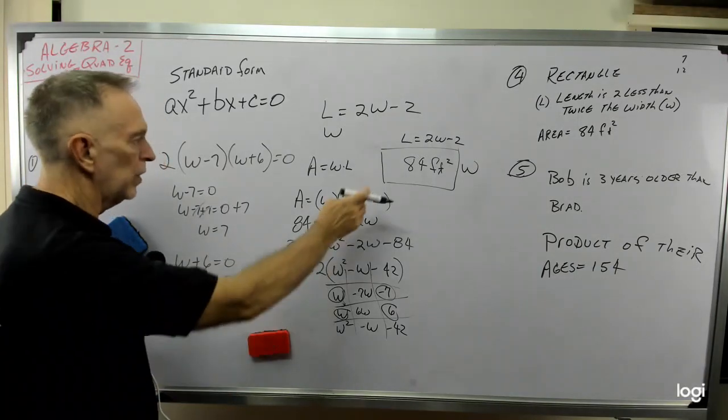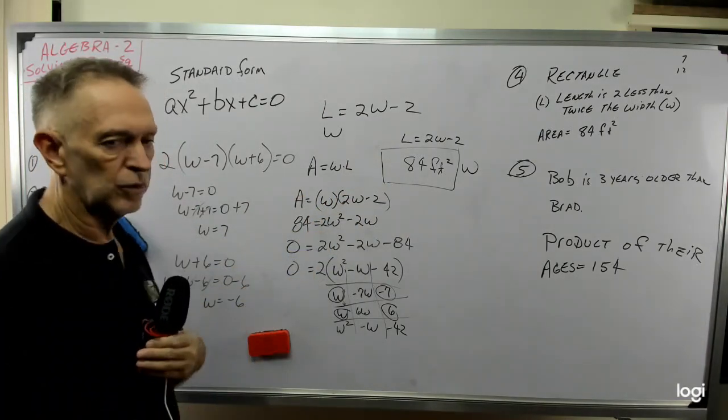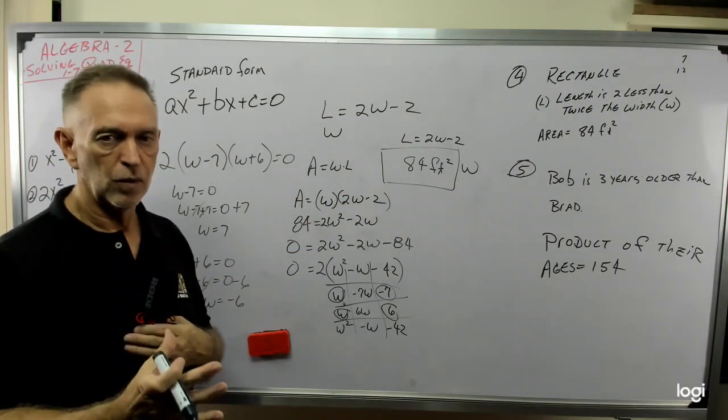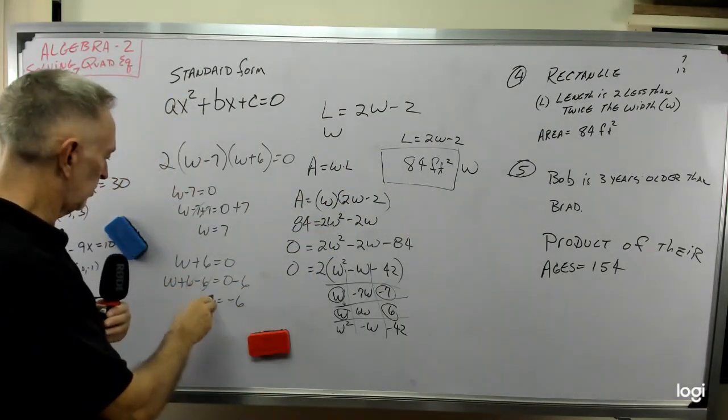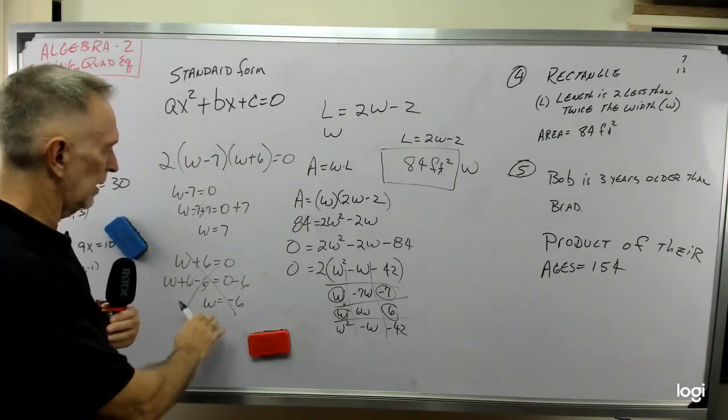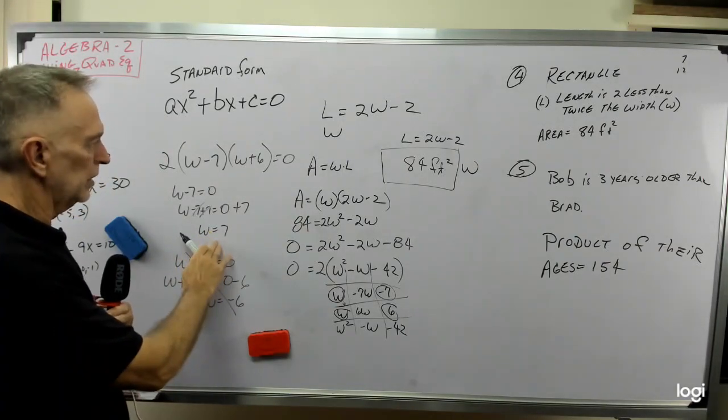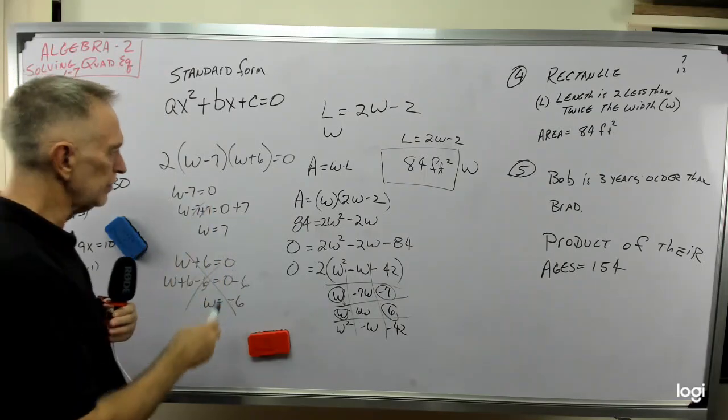Can I have the width of a rectangle with negative width? No. So this one has no meaning at all. So W equals 7.